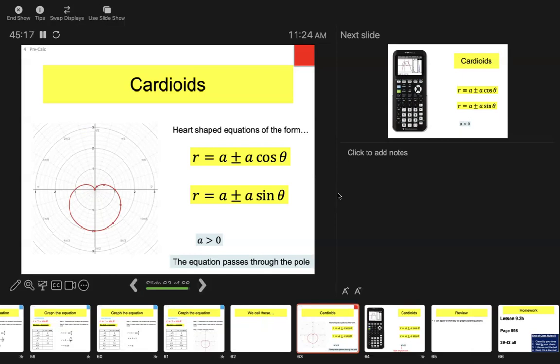Once you're done writing this down, grab your calculators. Priscilla, give me a number. 2. So I want you to graph 2 minus 2 sine theta, because we want it to look like a heart. Make sure you're in polar form, and as long as you are in polar form, you should get a heart.